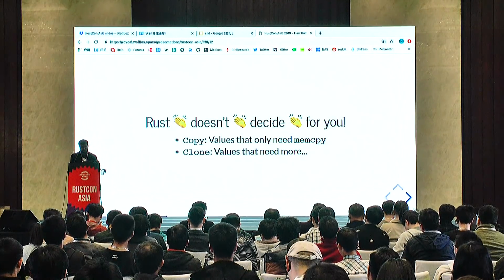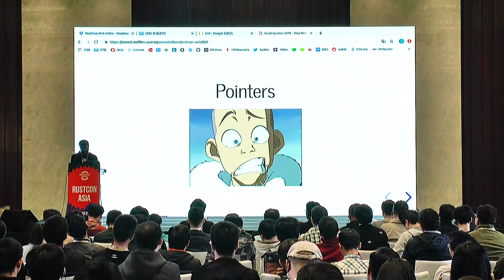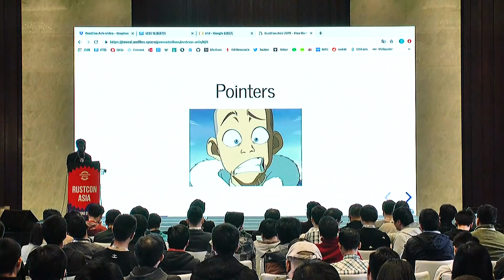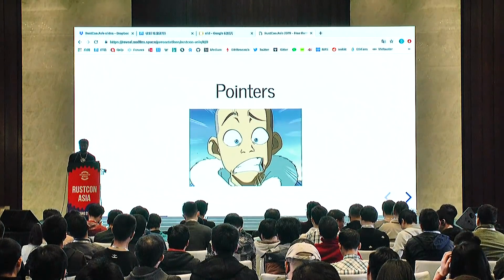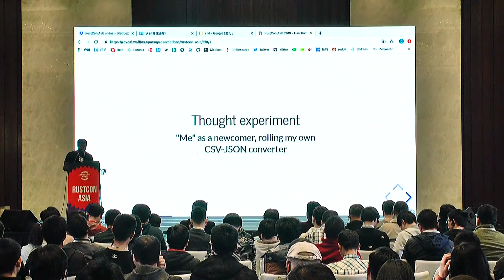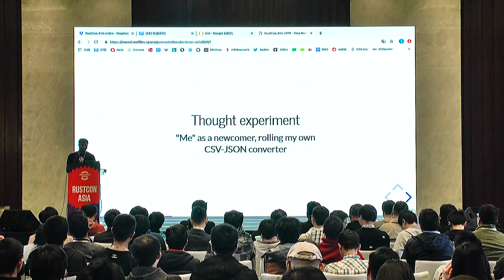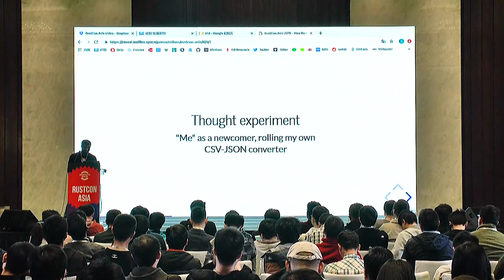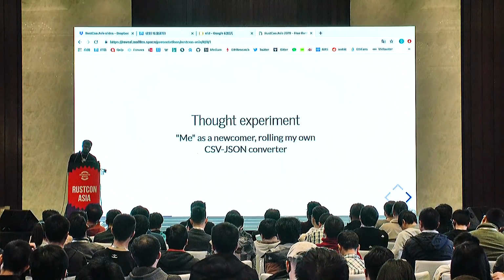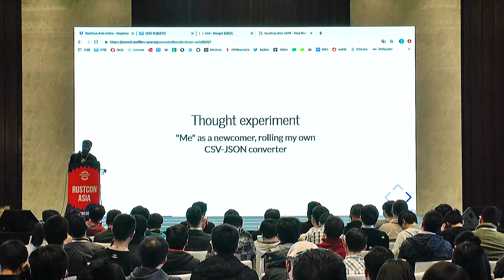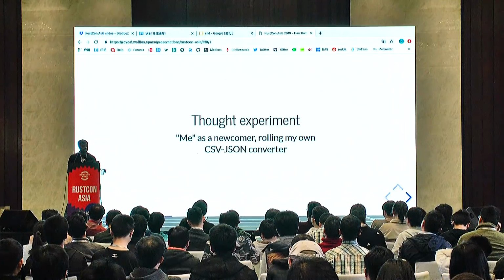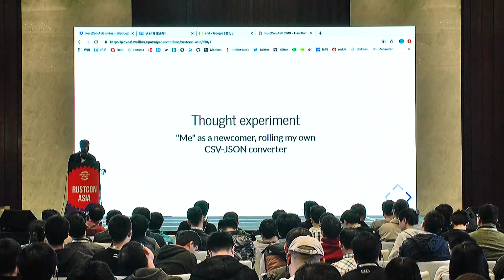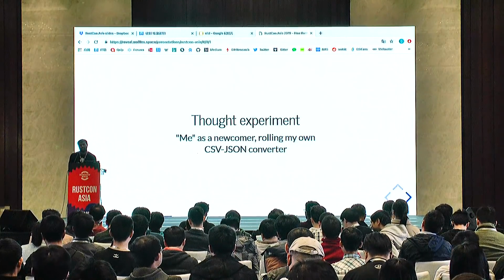Now, moving on to the next situation, pointers. And pointers are hard in C, at least. When I tried C, that was the one thing that scared me away, and I never tried C after that. I couldn't recall all my struggles with the Rust compiler from 3 years back, so let's go for a thought experiment. Let's imagine me as a newcomer rolling my own CSV to JSON converter. The idea is to just read CSV strings through the standard input and output JSON strings. The rows and columns get translated to JSON arrays.